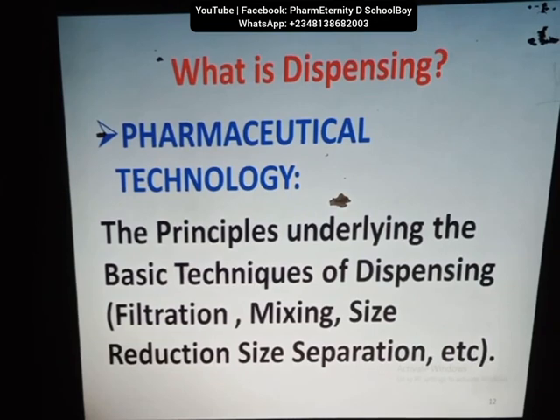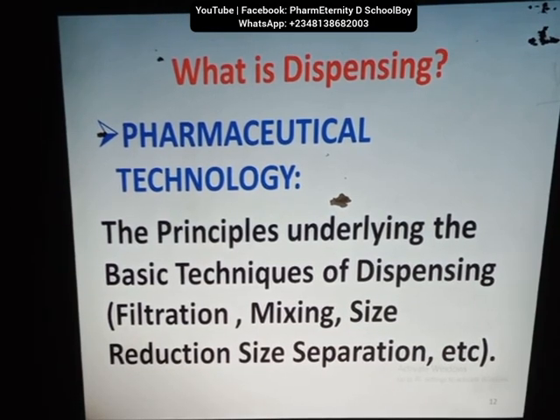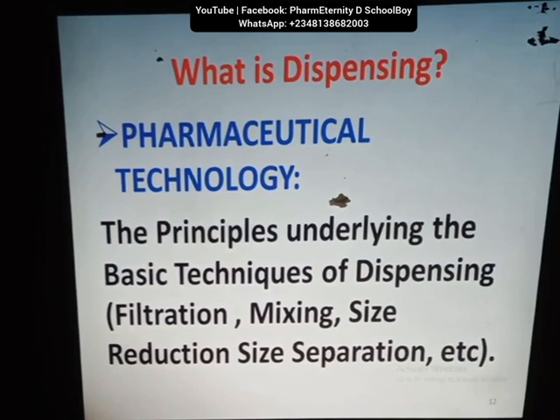Then pharmaceutical technology. Yes, we've been talking about dispensing, manufacturing, compounding. It's knowledge of pharmaceutical technology that will expose the pharmacy technician or pharmacist to the principles that underline all the basic techniques in dispensing, like filtration, mixing, size reduction, separation, and what have you, even weighing. All these basic operations or unit operations. Pharmaceutical technology goes a long way in helping the pharmacist and pharmacy technician to know this.